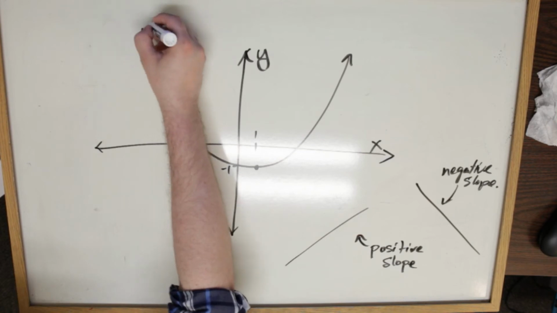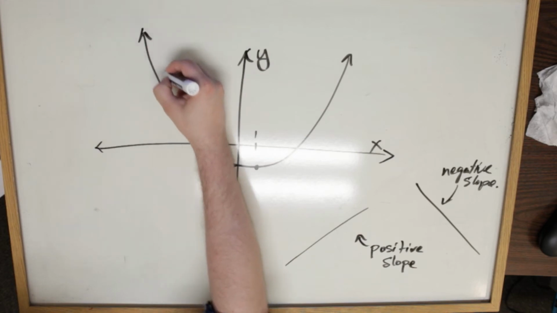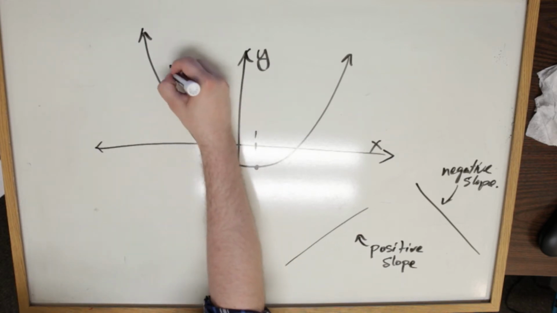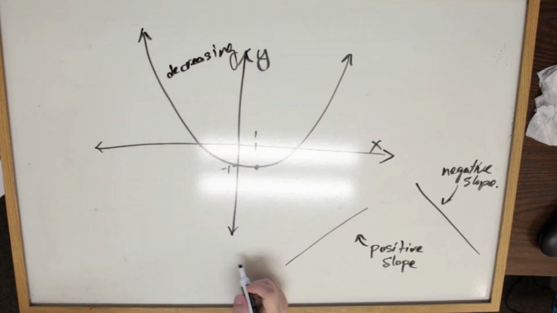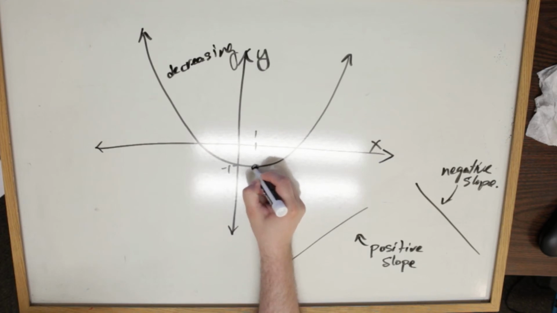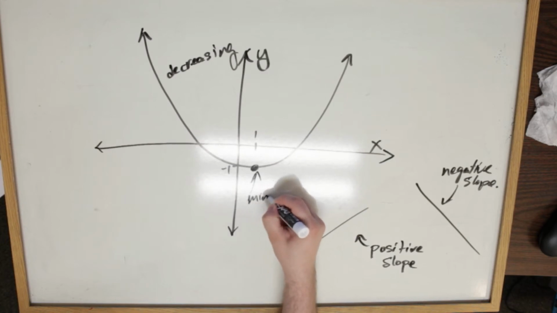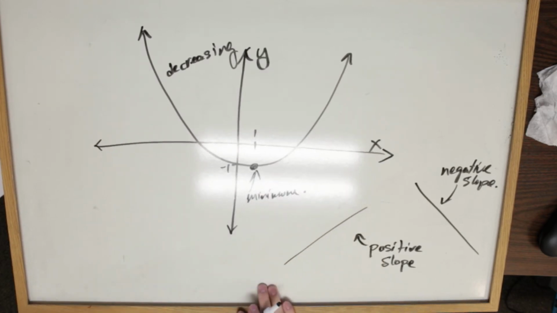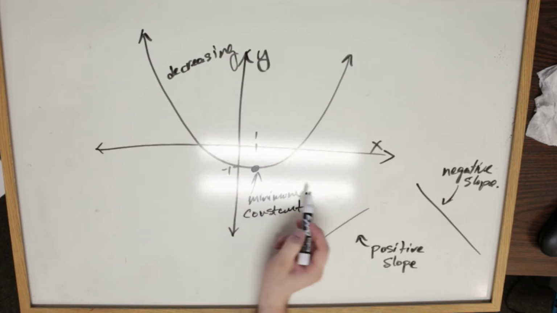So as I move to the right, what's happening in the up and down scale? Here I'm going down, so that means I'm decreasing. You can think of it as having a negative slope. And it decreases down to this minimum point here. Okay? So here's the minimum. It's decreasing to the minimum point. At that minimum point, it's going to be constant. There is no slope. It's a straight horizontal.